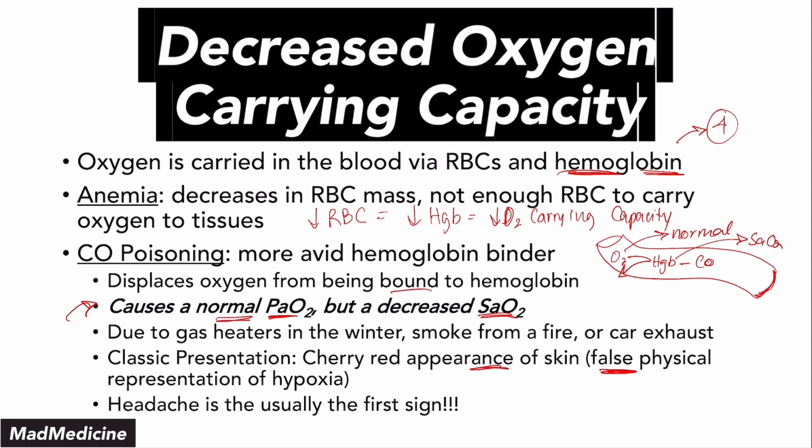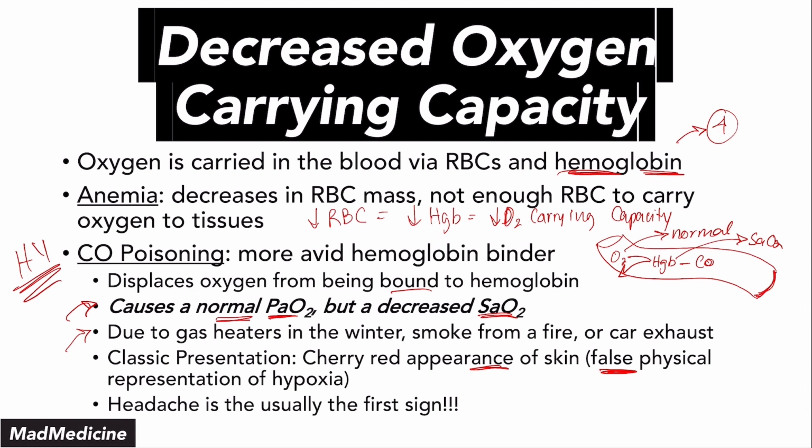So if they present in the vignette near a heater or a fire or a car exhaust, but they have a headache, their lip is still normal, it's not blue, it's not cherry red, but they have a headache, you need to think about carbon monoxide poisoning. Very high yield, very important. Do not forget this. Commit this to your memory. So that's one of the two main conditions you need to know other than anemia.